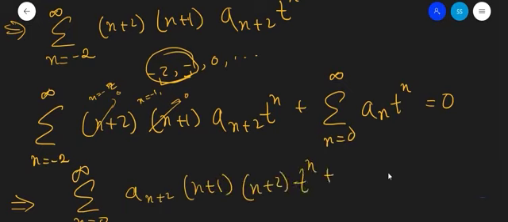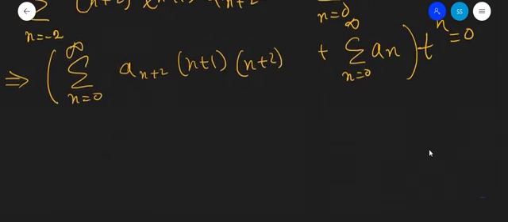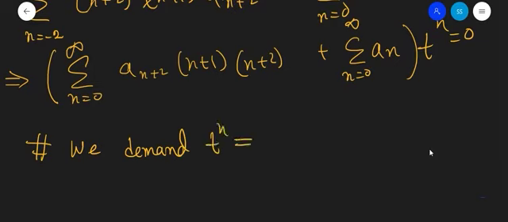So finally you write n equals 0 to infinity, a n plus 2, n plus 1, n plus 2, plus a n, and let's write t to the power n outside so that in one line we are also done with this factoring thing. And obviously I won't write the summation because now all the summations will be the same. And you write t to the power n equals 0. And we demand t to the power n not be 0.